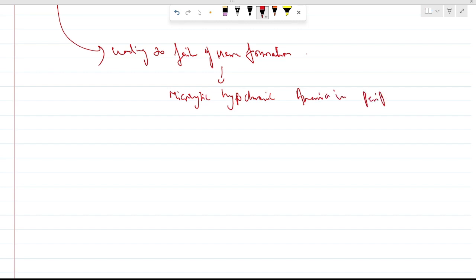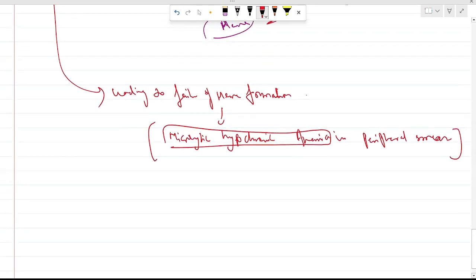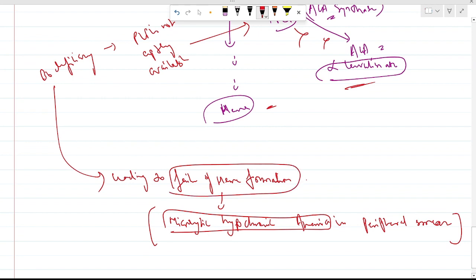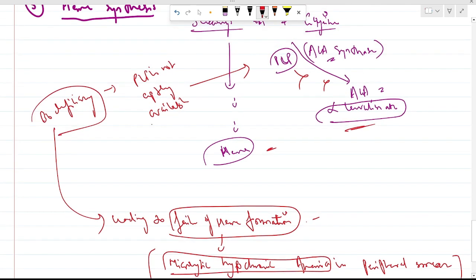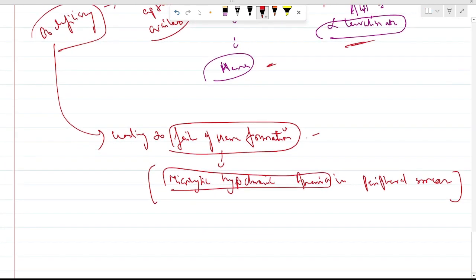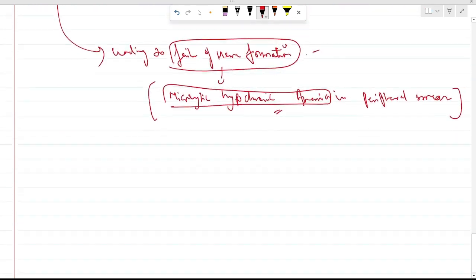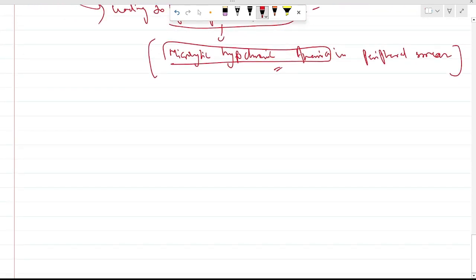in peripheral smear. Microcytic hypochromic anemia in peripheral smear is seen due to failure of heme formation. Heme is mostly important and required for formation of hemoglobin and development and maturation of RBCs. It's not properly formed. Why? Due to B6 deficiency. Why? This PLP is required as the coenzyme for the function of ALA synthase. This deficiency leads to microcytic hypochromic anemia in the peripheral smear. So we discussed this heme formation, how PLP acts as the coenzyme.